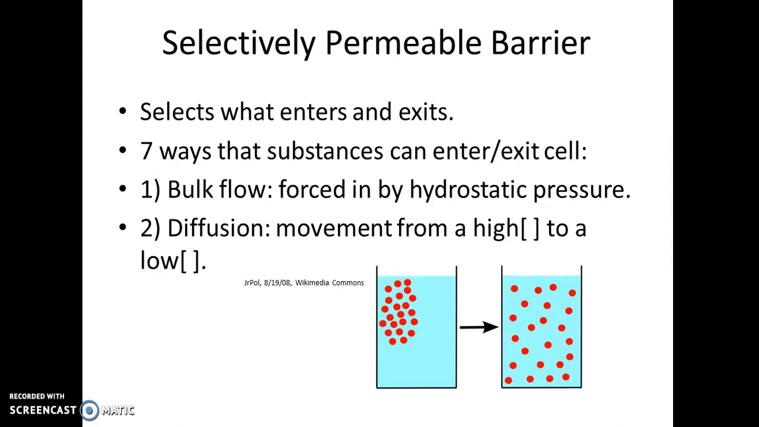Diffusion is the movement of molecules from a high concentration to a low concentration, and this can only be done with small molecules that are hydrophobic because they have to be able to get through the hydrophobic interior of the cell membrane. If it has a charge, if it's polar, or if it's hydrophilic, it will not be able to move through the cell membrane by diffusion.